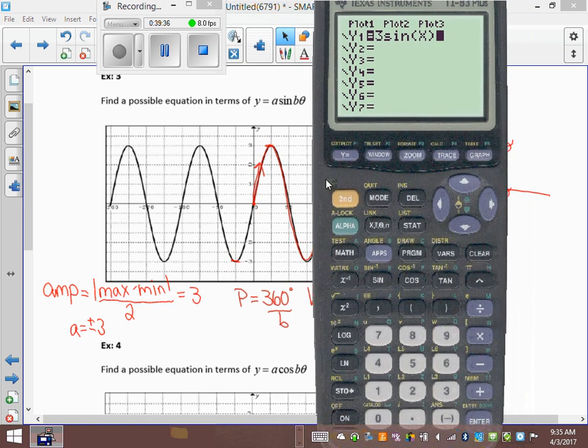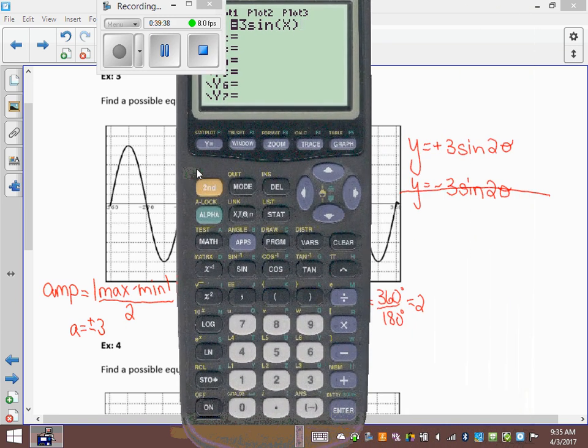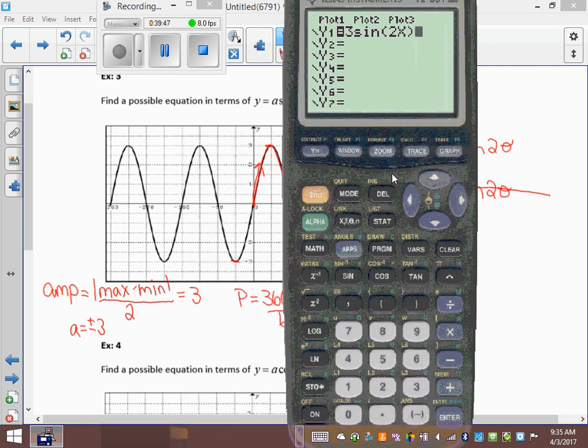So do I put 3 sine x like that? No, what do I need? I need to put a 2. Okay, before I press graph, what do I need to do every single time before I press graph? Because maybe it's set up for polynomials. Maybe it's set up for your brother or sister who borrowed your calculator or your friend. What do I need to change? Your window.